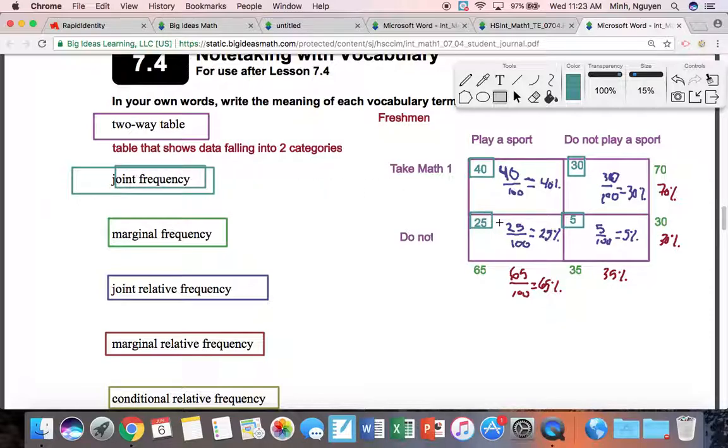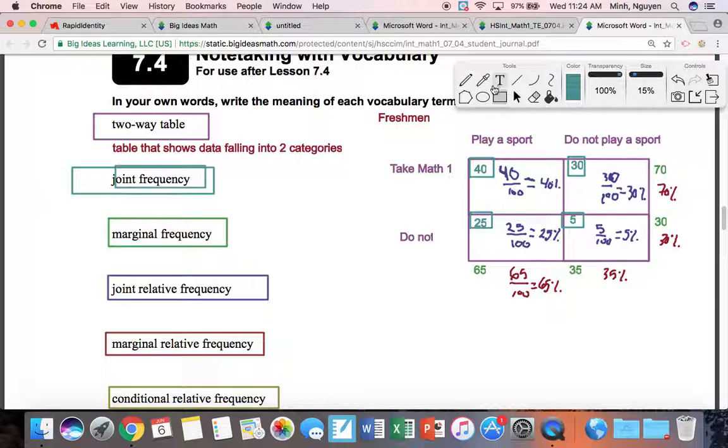For marginal frequency, if you think about the margins of the paper, those are the ones off to the sides, right? The sides and the top and bottom. Then the margin also is off to the sides and the top and bottom. In this case, just the bottom. So the margins are 65, 35, 30, and 70. How do you get that? Honestly, it's just the total.